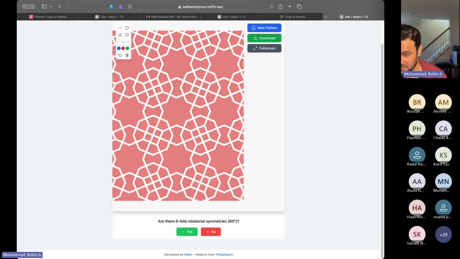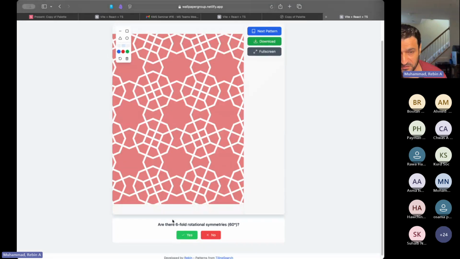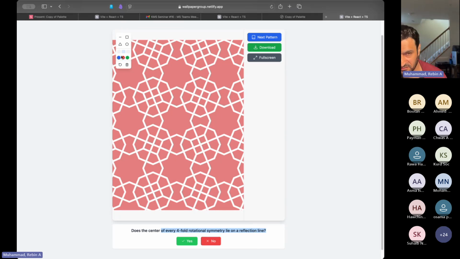So you see a pattern and then it asks you a question. Do you have rotational symmetry? Of course. Do you have 3-fold? I don't believe so. Do you have 90 degrees? Yes, I see you have. Any reflection? Yes. Does the center of the reflection line fall into the center of rotation? I don't know. So let's do this. This is the center of rotation, I believe. Let's pretend. If I'm wrong, tell me. I believe so, because this is a reflection. This is a reflection. No, that's not a reflection. So let's say yes.